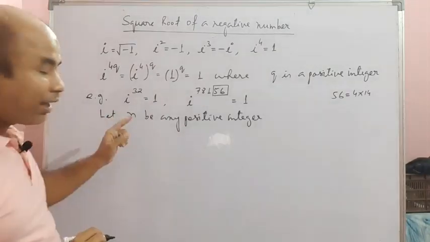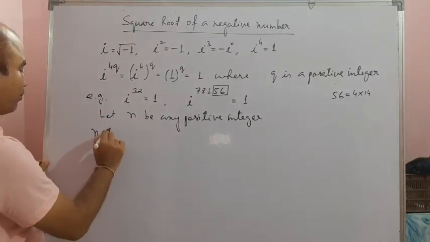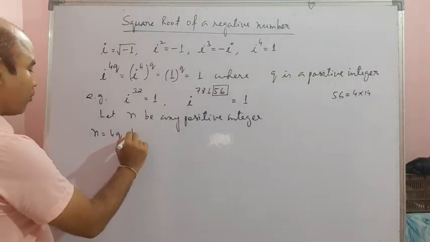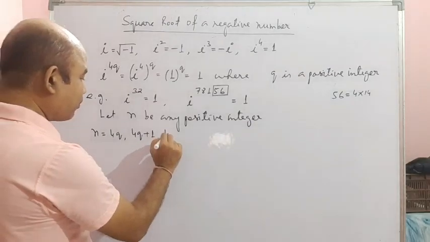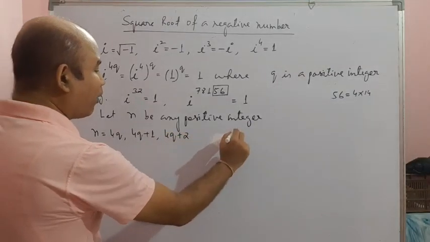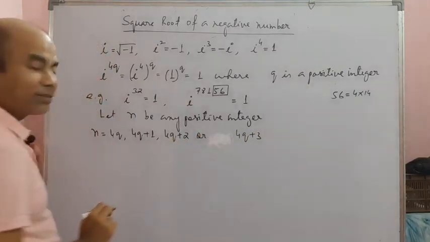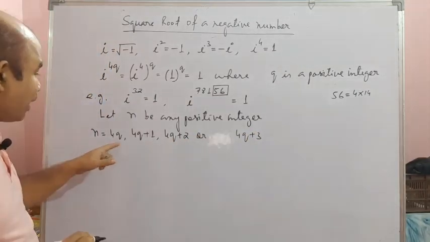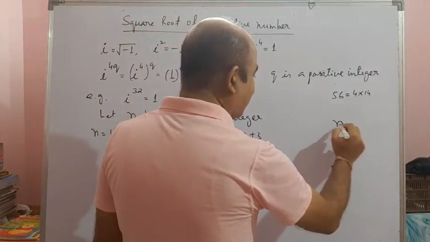Now, this small n can be of this form: 4q plus 1, 4q plus 2, or 4q plus 3. Okay, it can be of this form. Why can it be of this form? Because n is a positive integer.